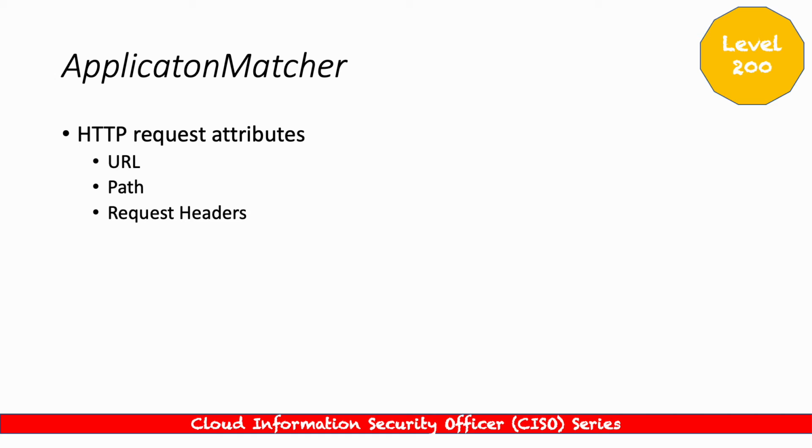We can also match in terms of the application matching, right? So let's move away from the actual machine itself, and let's now focus on the actual traffic aspects. In this category, what I'm focusing on is the HTTP request attributes, right? And what are those? They're the URL, the path, the request headers. Again, a rich level of elements that we can use to control the policies and the traffic.